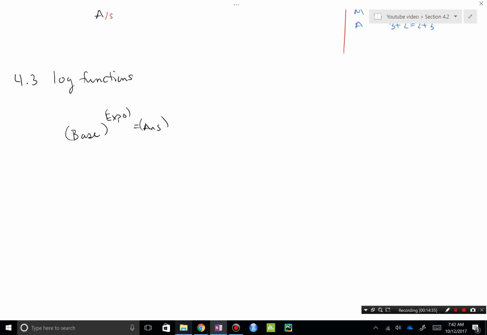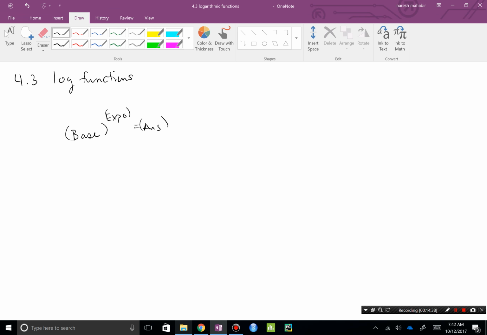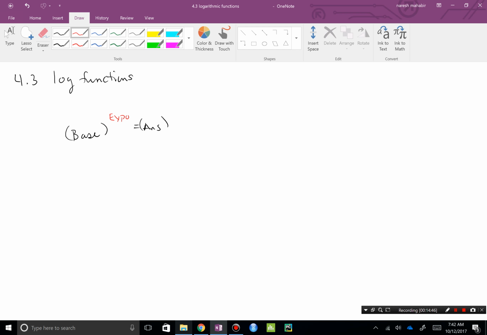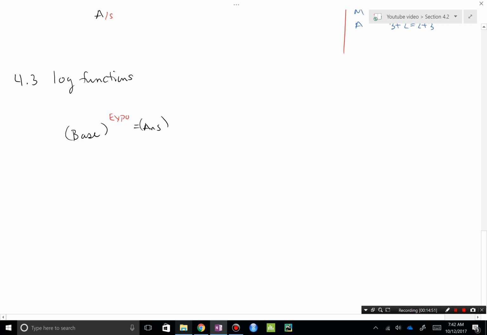So if you have this, remember the goal behind an exponential, and note, we're in a logarithmic section, is to solve for the exponent. So the question is, how do we get the exponent by itself? The answer is we need to introduce a new function. So we introduce a conversion, and this is just a conversion, no big deal, of a logarithm. When we say log, we have to designate a base. Guess what? The base is the exact same as this base.